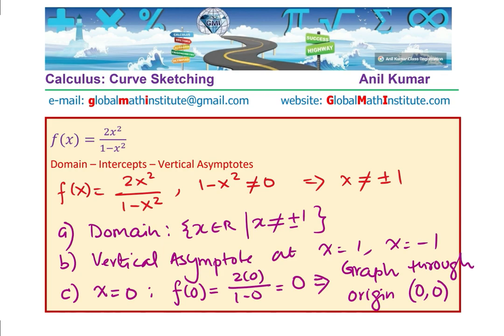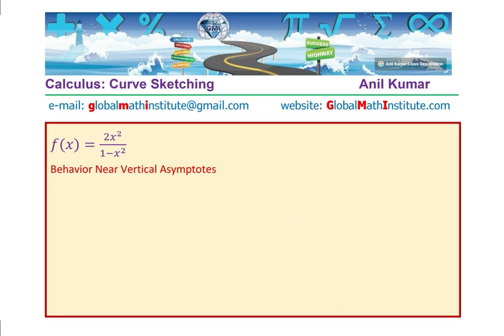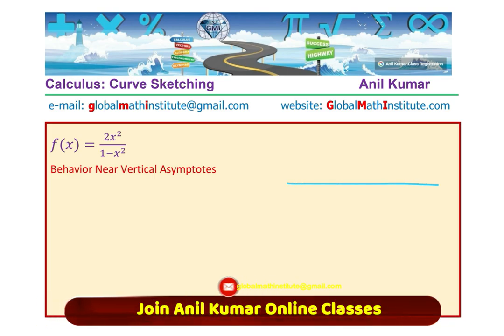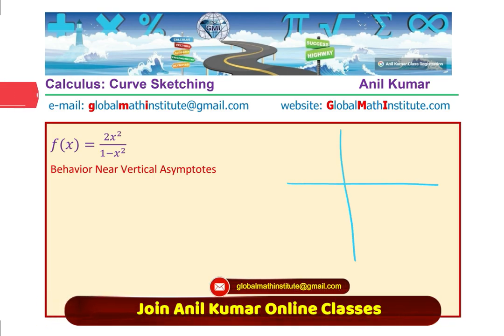Let's continue. Since we found what the vertical asymptotes are, we need to figure out the behavior near the vertical asymptotes. So let's sketch what we have got, the information, right? Let's put it together. In the graph of this rational function, we see that there are two vertical asymptotes. One is at plus 1, the other one is at minus 1, right?